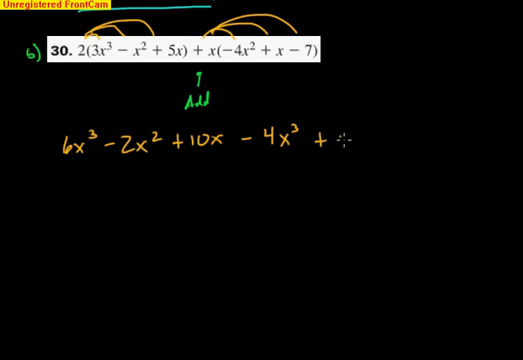Positive x times positive x is positive. X times x is x squared. And then positive x times negative 7 is negative 7x. And then the x just comes. We are all distributed now.